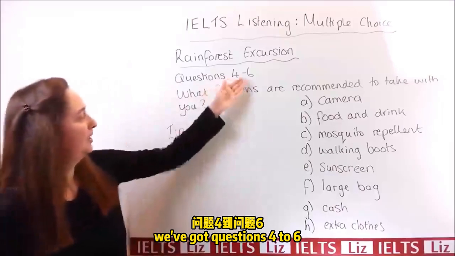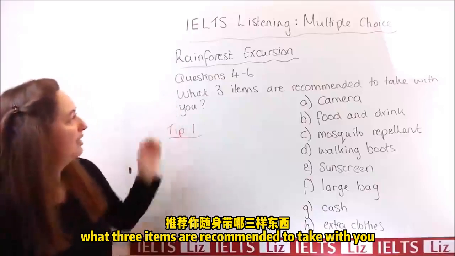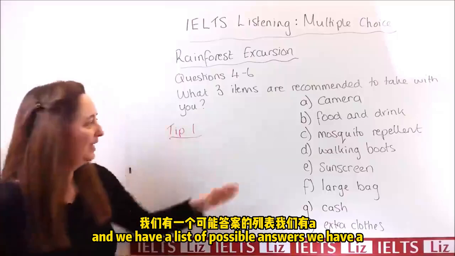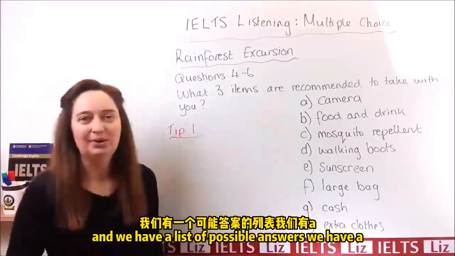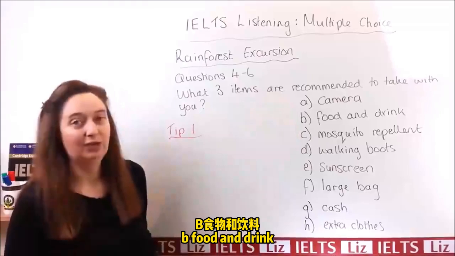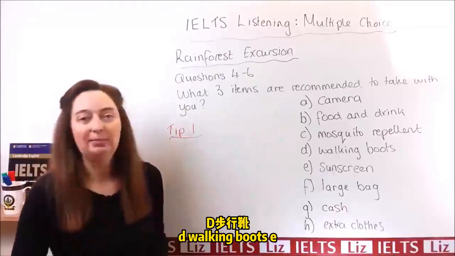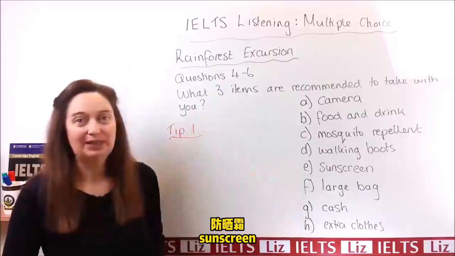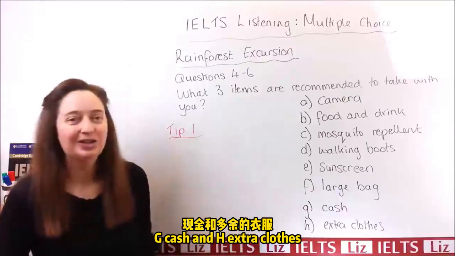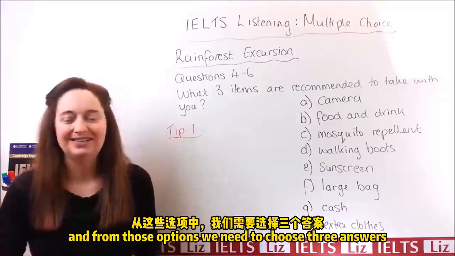We've got questions 4 to 6. So that's 3 questions together. We've got: what 3 items are recommended to take with you. That's our question. And we have a list of possible answers. We have A, camera, B, food and drink, C, mosquito repellent, D, walking boots, E, sunscreen, F, a large bag, G, cash, and H, extra clothes. And from those options we need to choose 3 answers.